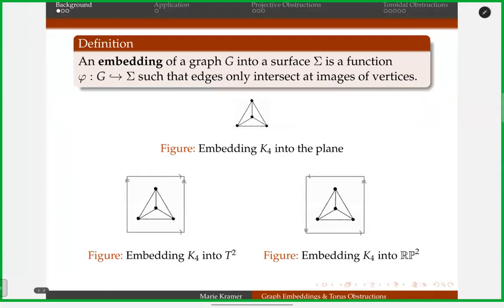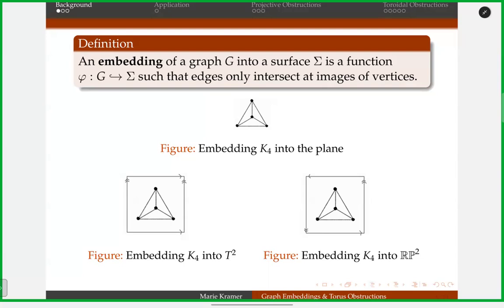Now, what if we want to embed K4 into different surfaces? Well, since K4 embeds into the plane, we can just take an embedding of K4 into the plane and put it on some portion of our surface. So here I've done that for the torus and the real projective plane, where I've drawn the torus in the way where we identify this with this, and then also this side with this side. That gives us the torus. And here the normal identifications for the real projective plane, where we need to reverse orientations on both of these edges.